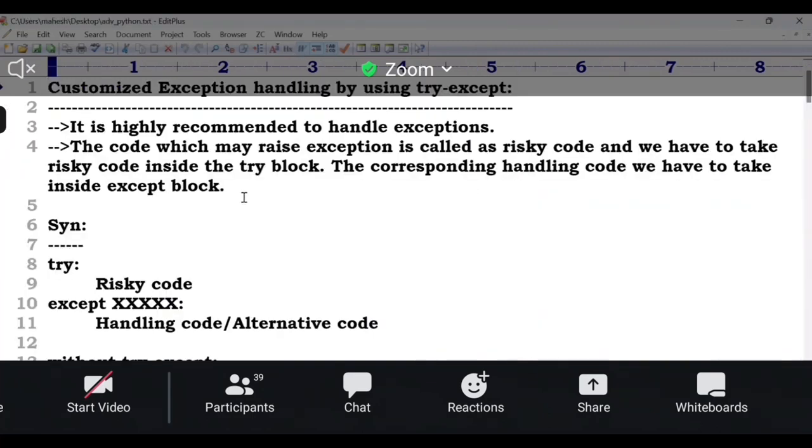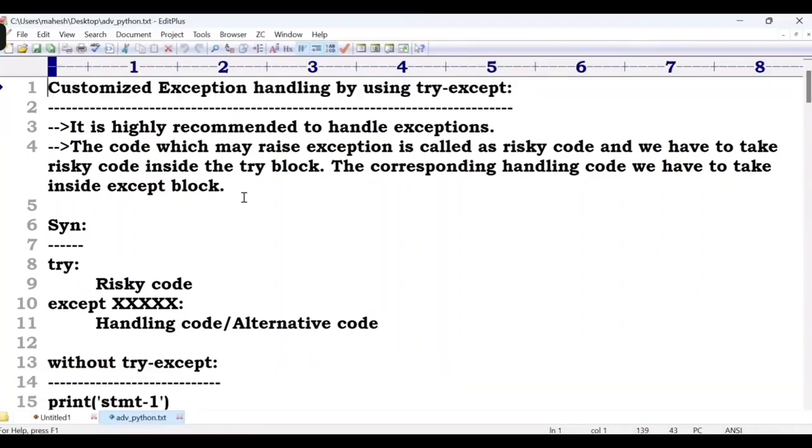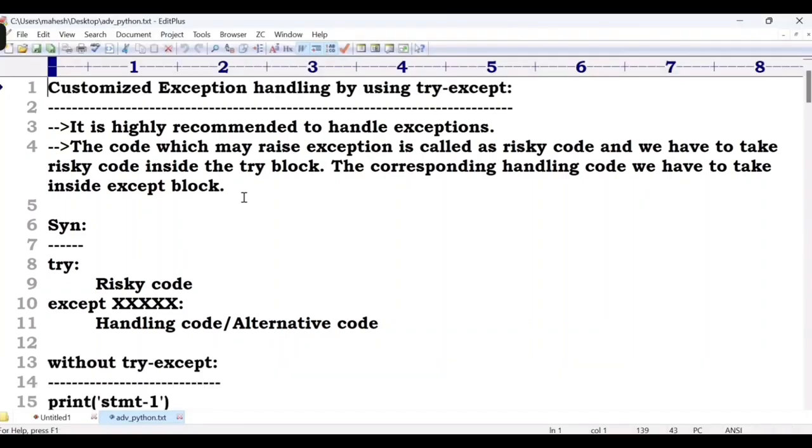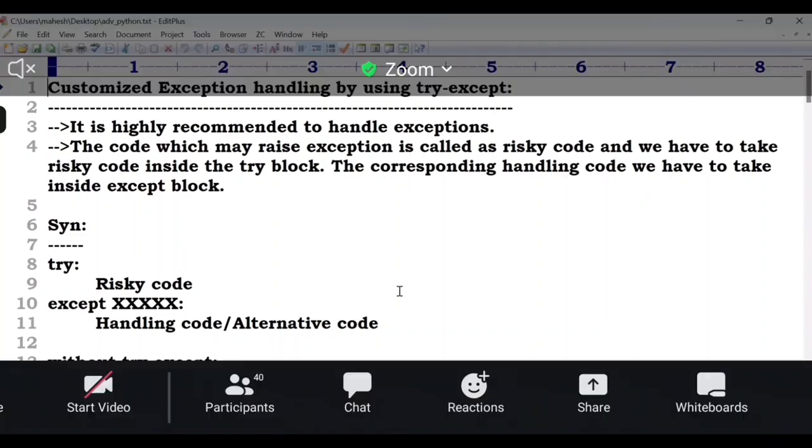Sir, in advanced Python, the first topic is exception handling. Generally, in any programming, there are two types of errors. One is syntax error, second one is runtime error. Syntax errors are resolved by the programmer only. There is no concept for that. Only runtime errors need to be handled. The concept is there, that is the exception handling concept.